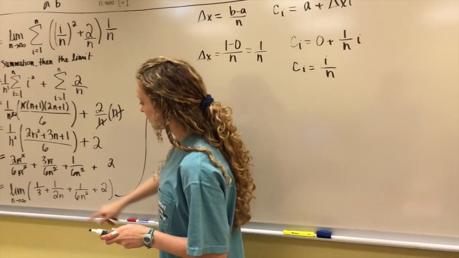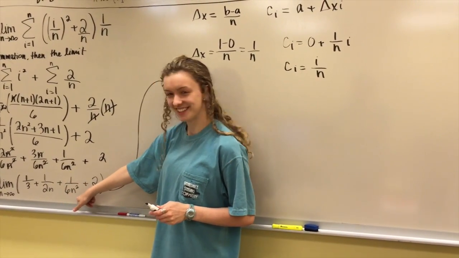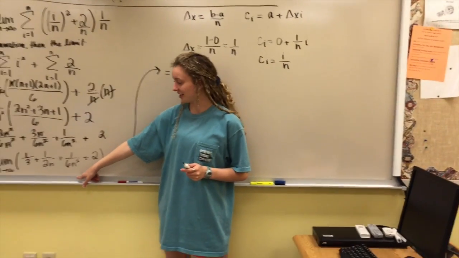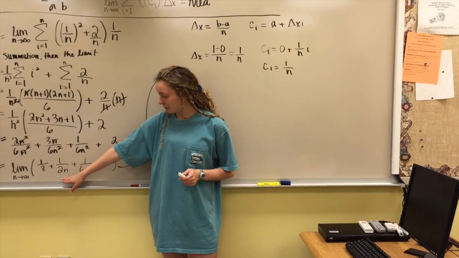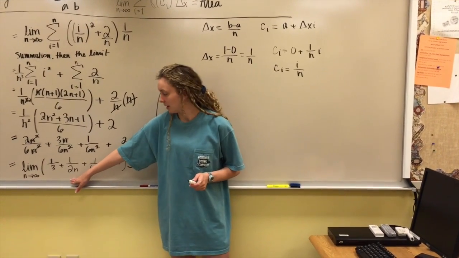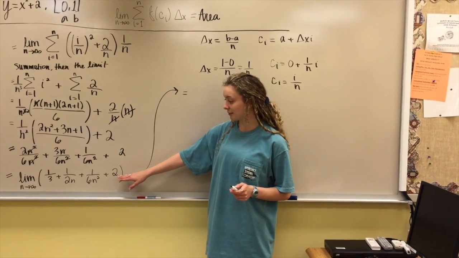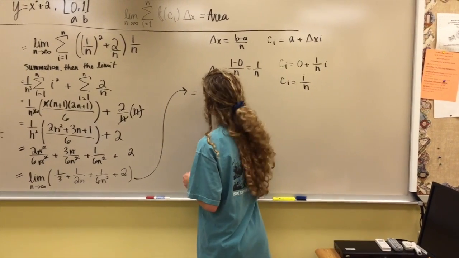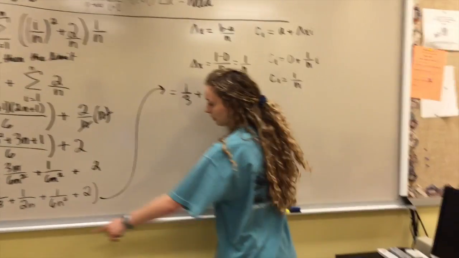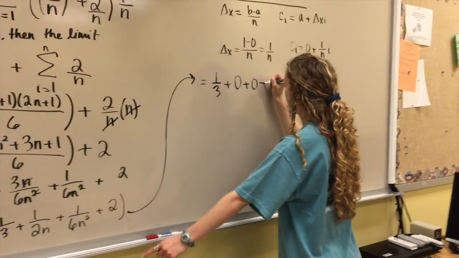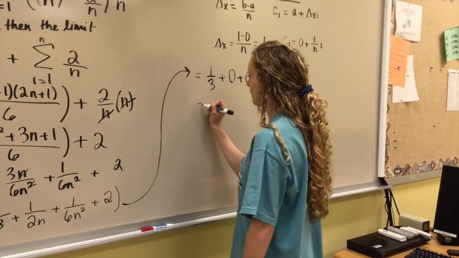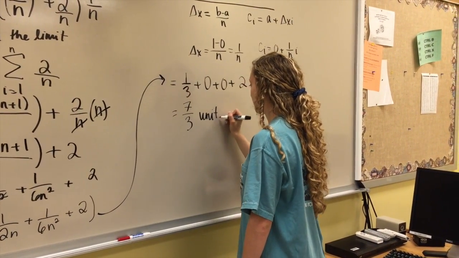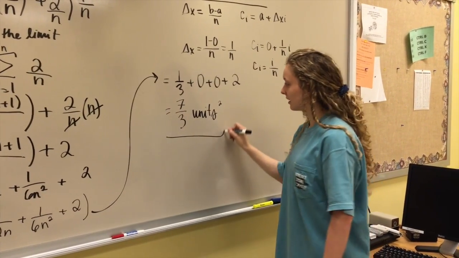Since there's an n in these two terms, they're going to reduce to 0 whenever we take the limit. So we're going to replace this part with 0 when we find the limit. And when you find the limit of a constant, like 1/3 or 2, they stay the same. So we're going to have 1/3 plus 0 plus 0 plus 2. And so when we get our final answer, it'll be 7/3 units, and then since we're finding the area, it'll be squared. And that is our final answer.